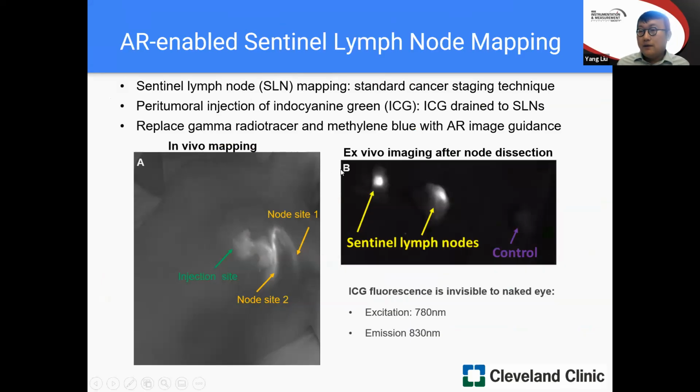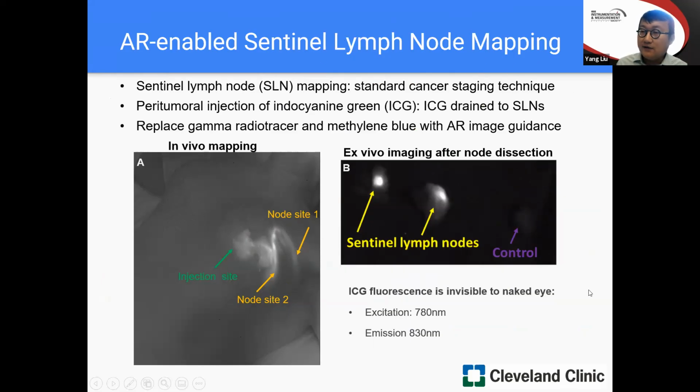So far we have talked about how we can use our system in a preclinical setting and how we can characterize them. Now it's time for in-human imaging and clinical translation. So with our collaborators at Cleveland Clinic and other hospitals, we're able to apply our technology to a variety of applications. So here's one application, it's called sentinel lymph node mapping.